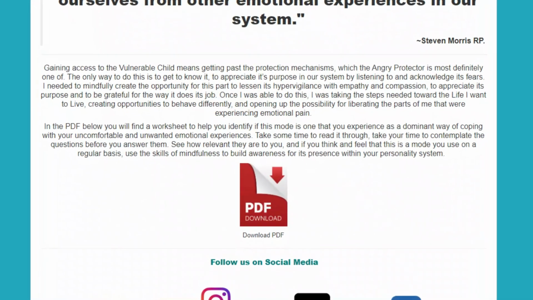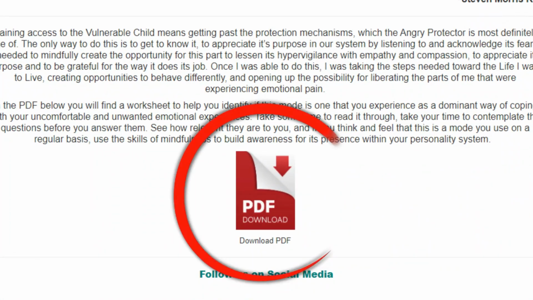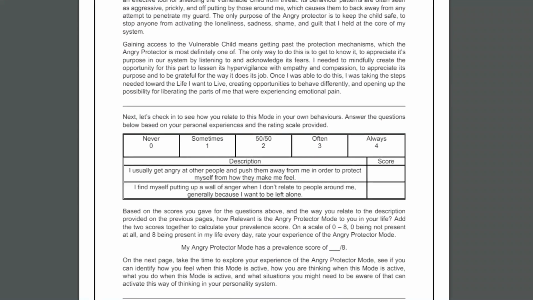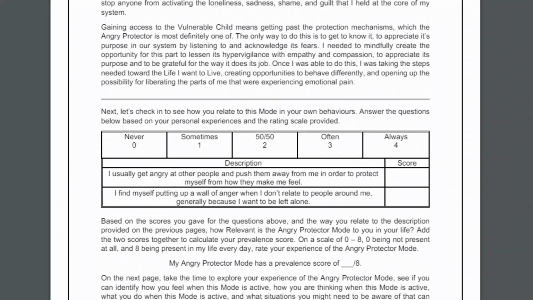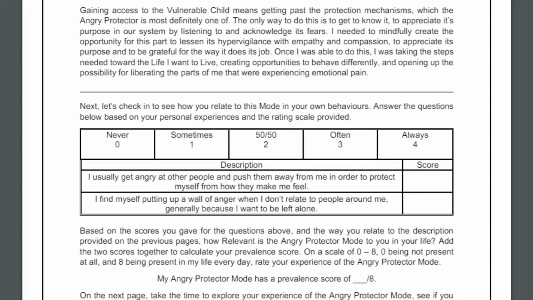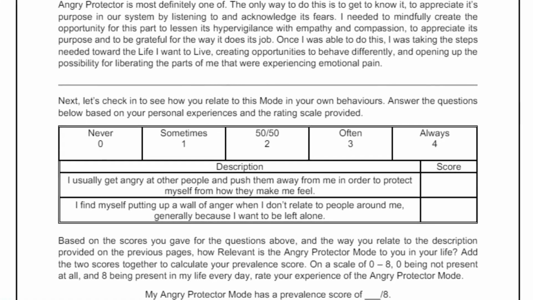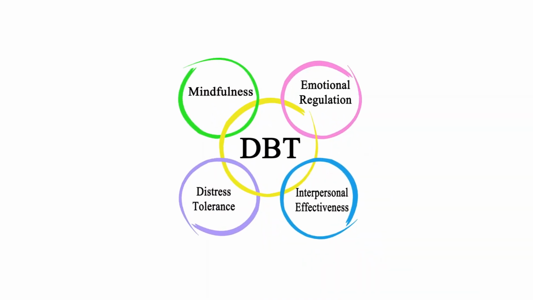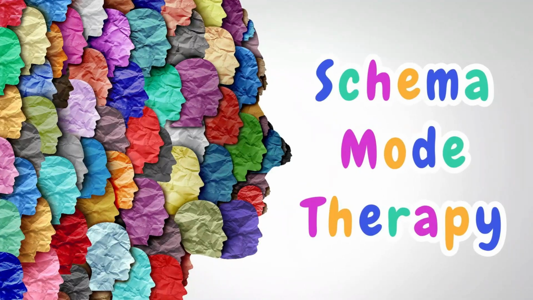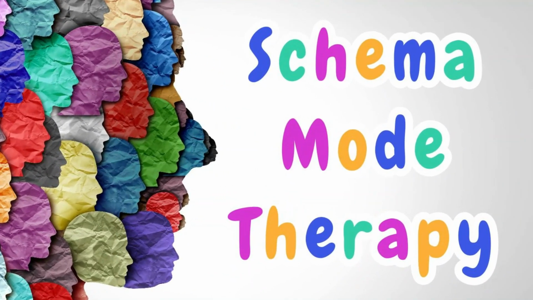In the PDF at the bottom of the website page that's connected to this video, you're going to find a worksheet to help you identify if this mode is one that you experience as a dominant way of coping with your uncomfortable and therefore unwanted emotional experiences. If you can, download it and read it through. Take your time to contemplate the questions before you just jump in and answer them. See how relevant they are to you, and if you think and feel that this is a mode that you use on a regular basis, use the skills of DBT when they're integrated with schema therapy to build awareness for its presence within your own personality system.